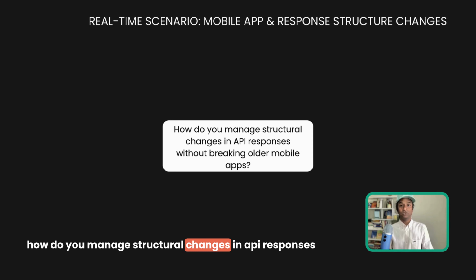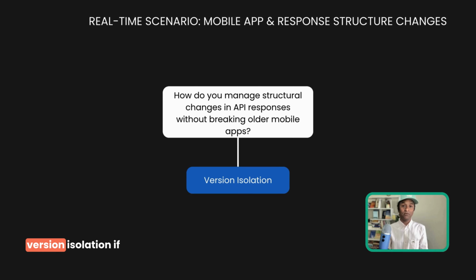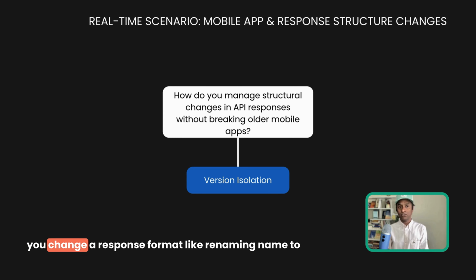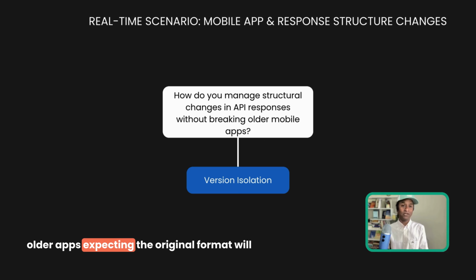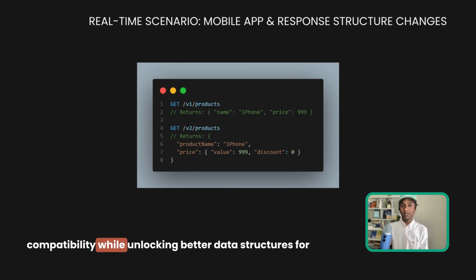How do you manage structural changes in API responses without breaking older mobile apps? Solution: version isolation. If you change a response format, like renaming name to product name or converting price into an object, older apps expecting the original format will fail. The fix: keep both versions live and route each app version to its corresponding API version. Example: this ensures backward compatibility while unlocking better data structures for new versions.